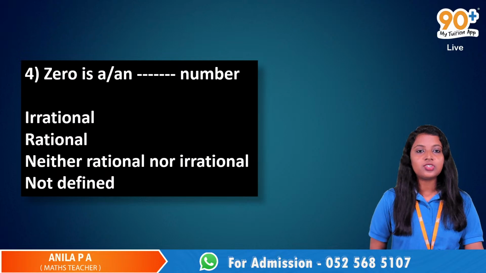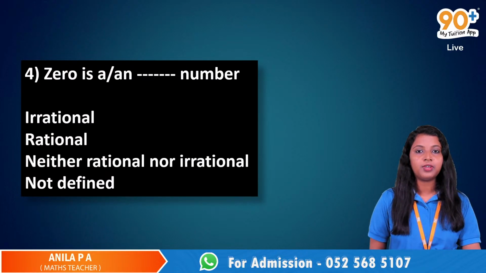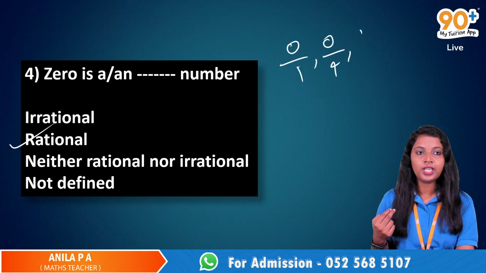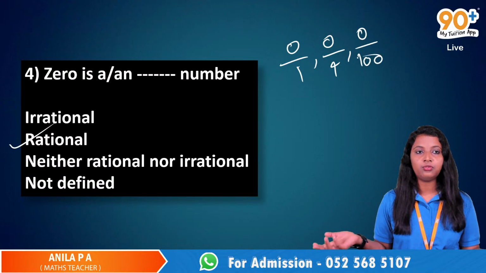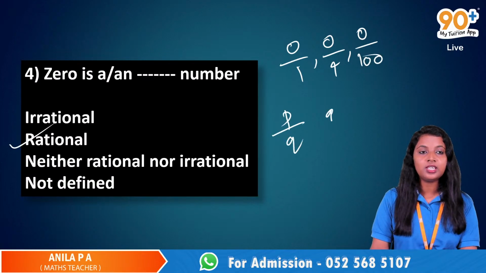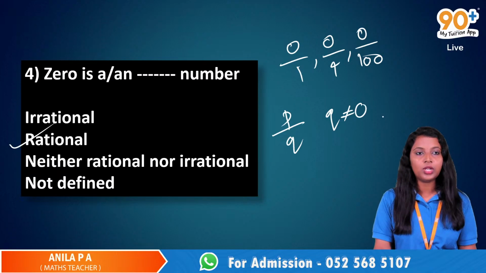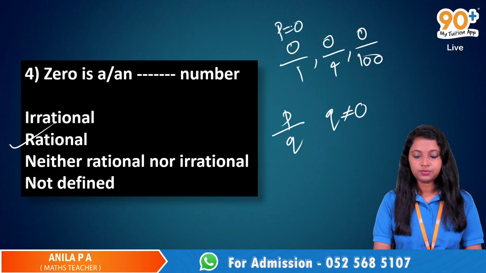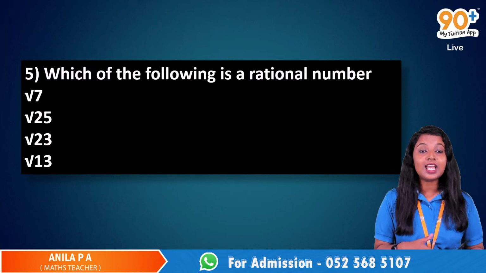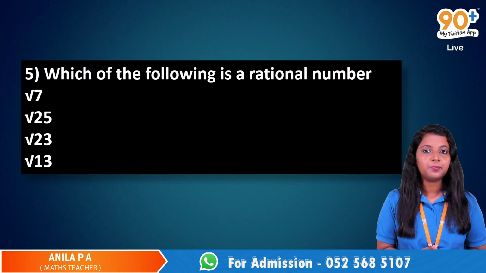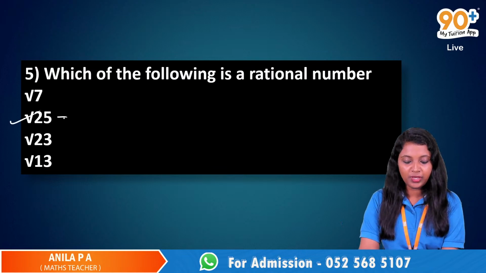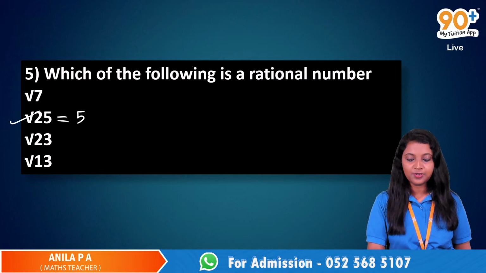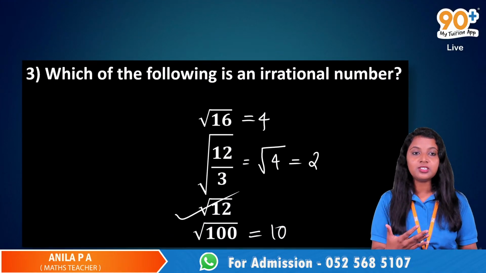Is 0 rational, irrational, neither rational nor irrational, or not defined? 0 is a rational number because we can write 0 by 1, 0 by 4, 0 by 100, any number. P by Q form, where P and Q are integers and Q not equal to 0. Here Q is not equal to 0 but P is equal to 0. That is okay. Then which of the following is a rational number? Option number 2. Because root 25 is 5, all others are irrational numbers. So the only rational number here is 5 and the only irrational number is root 12.